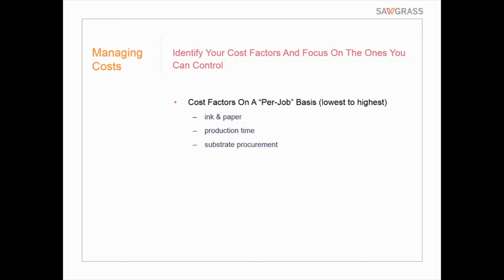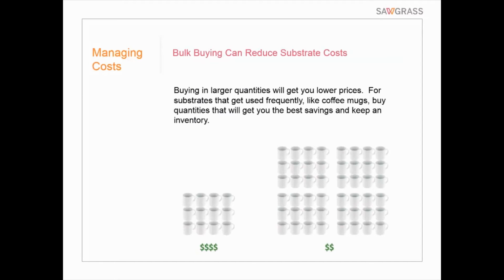These are some of your cost factors on a per job basis, really from lowest to highest: ink and paper, production time, and substrate procurement costs. Remember, substrates have a pretty high impact on what you're doing, and you also have to pay shipping and all those other things. So we want to think about these. These are things we can certainly control by trying to be more efficient with how we do things. Let's take a quick look at some things we can do to manage costs.